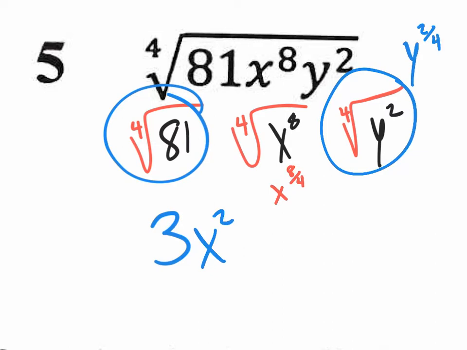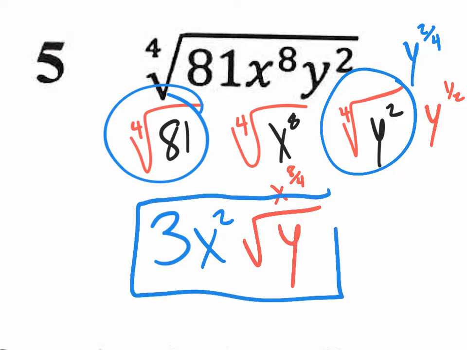Now, what would that do for us? You can't really divide 2 by 4, but you could reduce 2/4, and that becomes the power of 1/2. So if we have y to the power of 1/2, going back to radical form, that would simply be the square root of y, no more fourth root. So what's your final answer? It's right here, 3x squared square root of y.